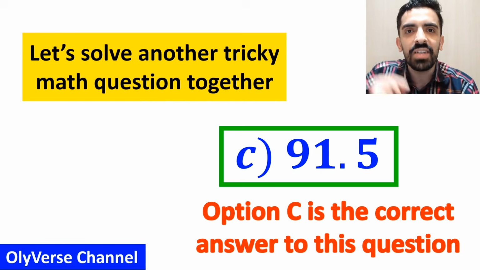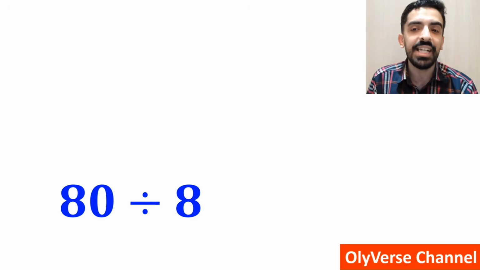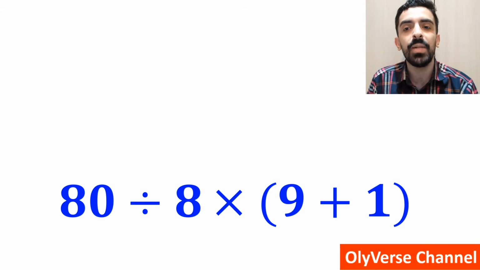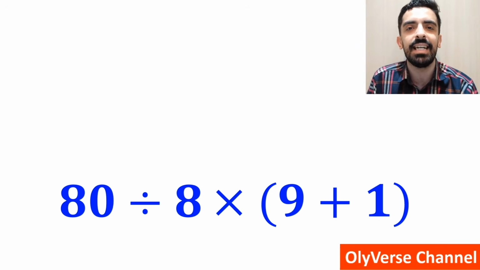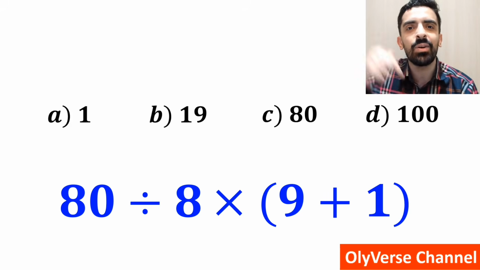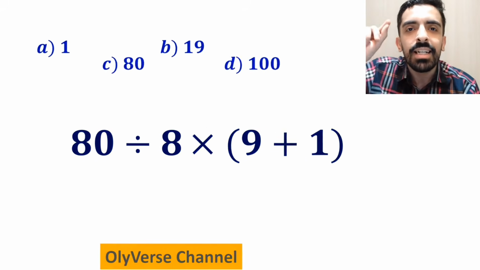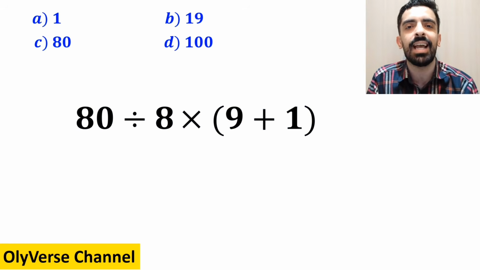Alright, now let's solve another tricky math question together. What is the value of the expression 80 divided by 8 multiplied by open parenthesis 9 plus 1 close parenthesis? Which option do you think is the correct answer to this question? Let's take a closer look and solve it together.